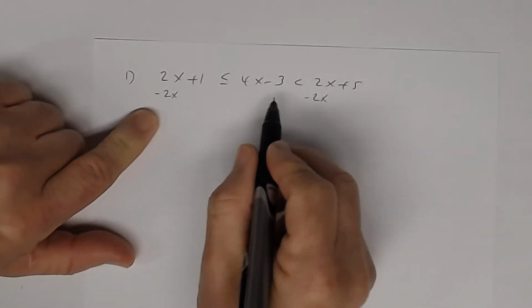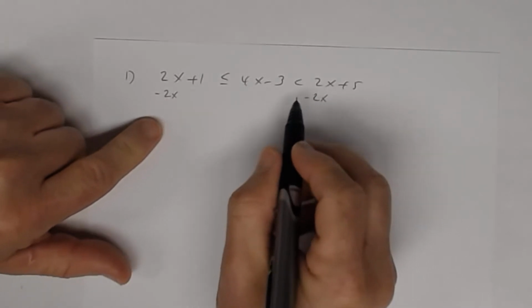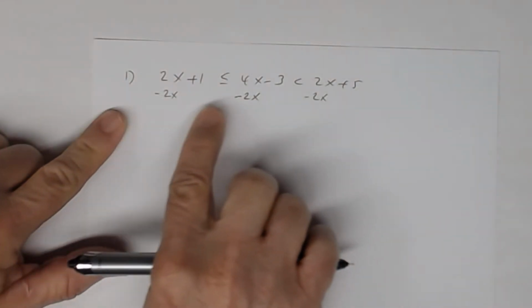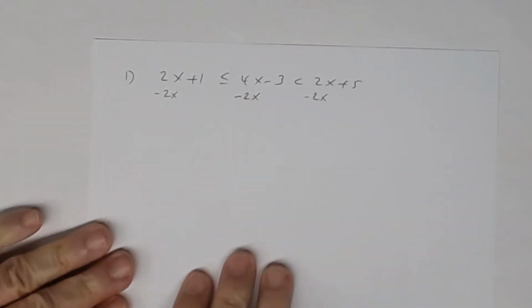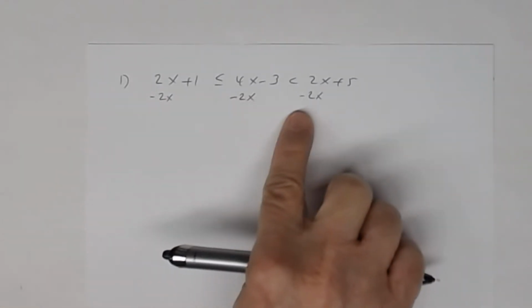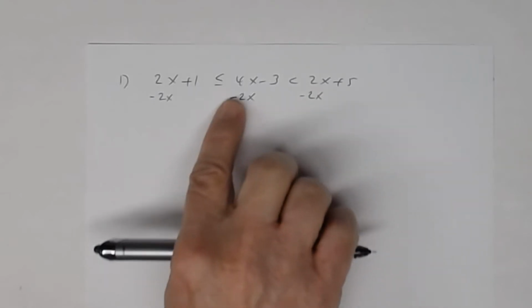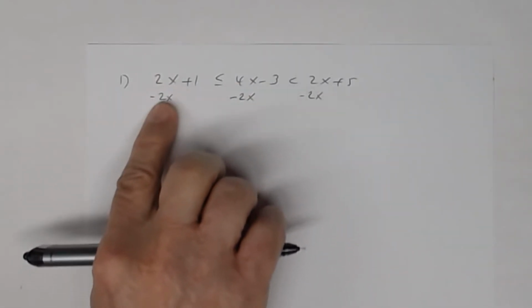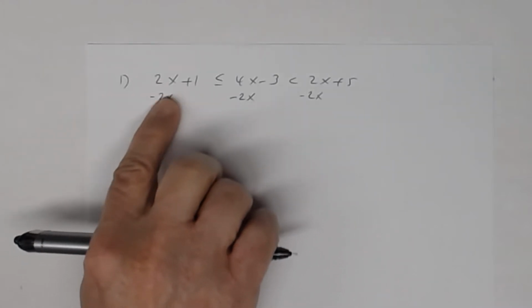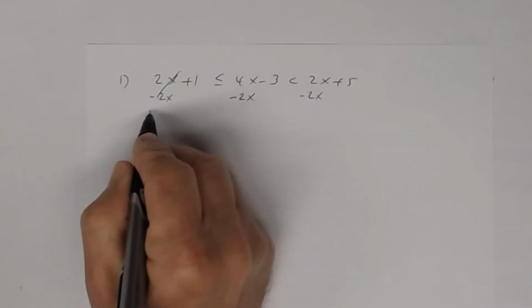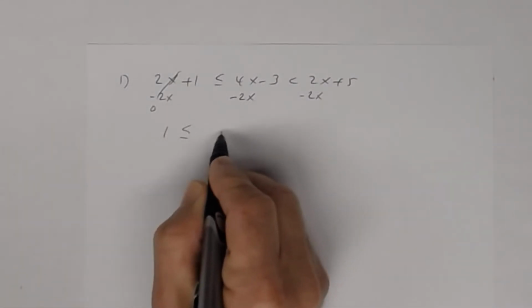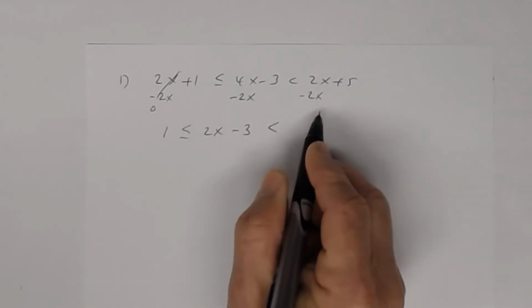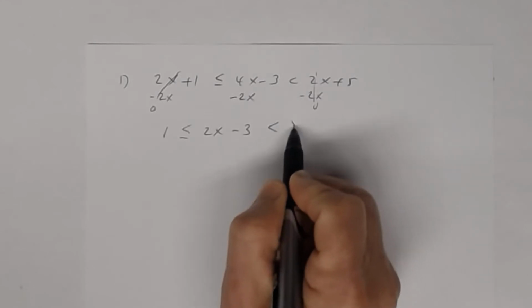And what you do to these parts, you have to also do to the middle part as well. So subtract 2x, subtract 2x, subtract 2x. Mathematically, if you do this here, you have to do it here, and you have to do it here to be mathematically correct. Then we can combine like terms. 2x minus 2x is 0. 0 plus 1 is 1. Is less than or equal to 4x minus 2x, which is 2x, minus 3, is less than. This is 0 and 5.